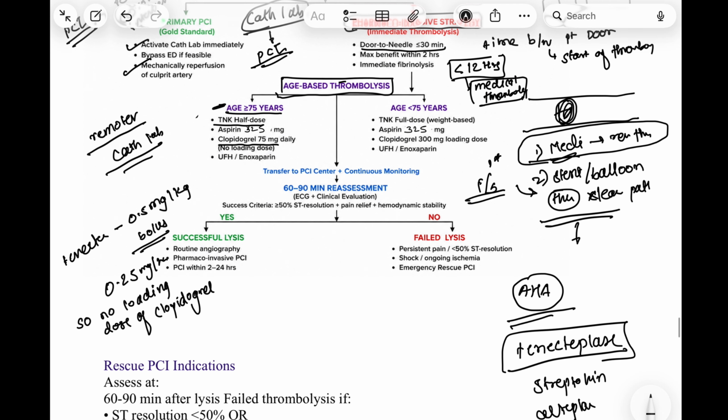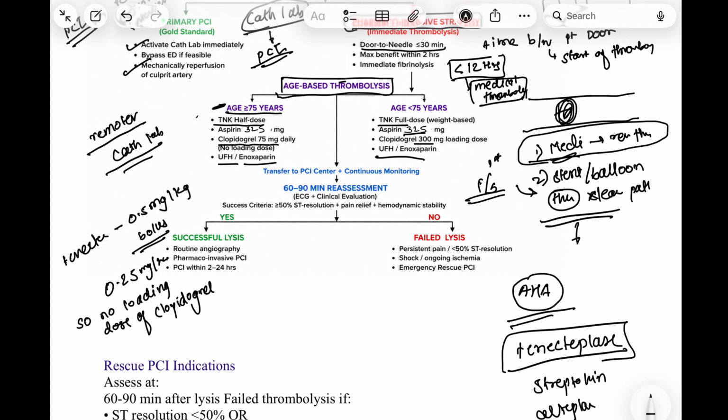And routinely, we can use unfractionated heparin or enoxaparin. For age less than 75 years, a full dose of tenecteplase has to be given. We have to give aspirin 325 mg. We also have to give a clopidogrel 300 mg loading dose, and we have to use unfractionated heparin or enoxaparin.